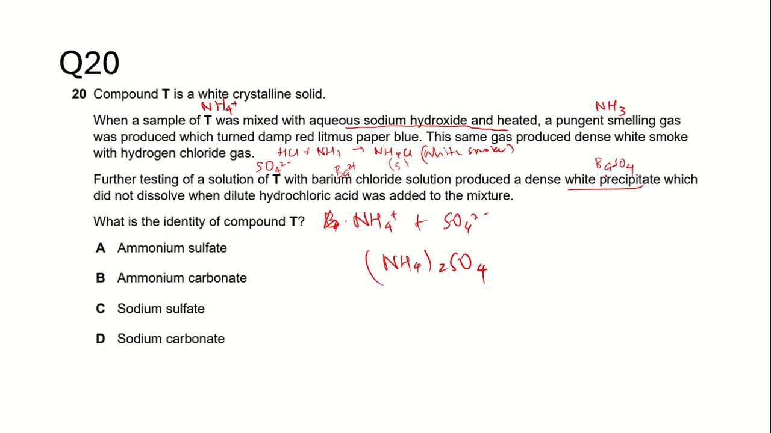Oh, sorry, I forgot, right? This white precipitate did not dissolve in acid. So that confirms it is sulfate, not sulfide. Not this one. It's SO4 2-. Ammonium sulfate is our answer. A, okay, A is ammonium sulfate. So the answer to question 20 is A.